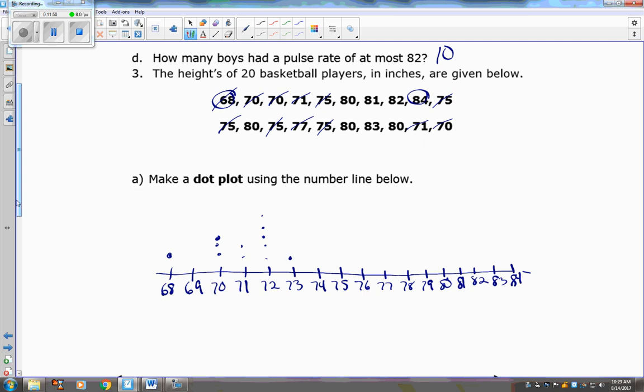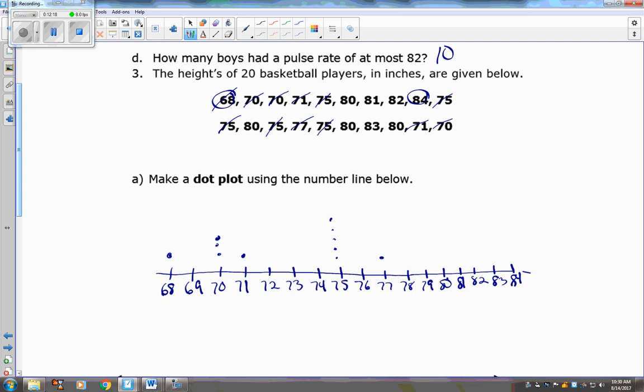Wait a minute. Sorry about that. I messed up. All right. 71, there was one. 72, there was none. 73. 74, 75. 1, 2, 3, 4, 5. Okay. The 76, there were none. 77, 1. Oop, I almost did it again.